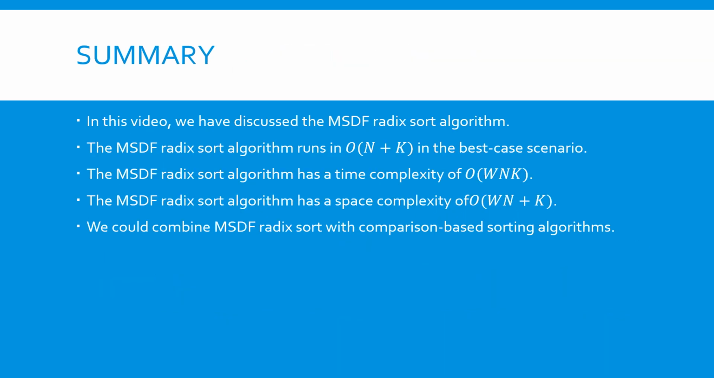In summary, we have discussed the MSDF Radix sort algorithm in this video. The MSDF Radix sort algorithm could terminate earlier than the LSDF Radix sort and run in O(M plus K) time in the best case scenario. However, it has a worse time complexity of O(WN times (M plus K)) compared to LSDF Radix sort. When implementing the MSDF Radix sort, we should avoid implementing it with recursion to save space. We should also combine MSDF Radix sort with comparison-based sorting for better time efficiency.